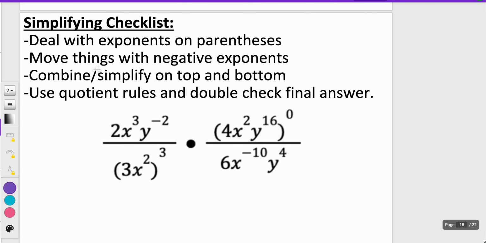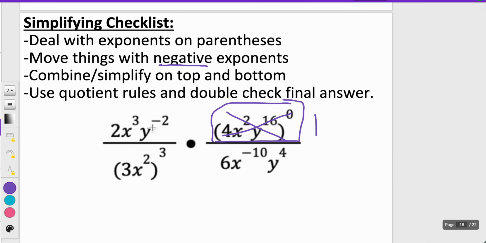So if we ever have a lot of things going on, we want to deal with exponents in parentheses first, then your negative exponents. Then we can combine and simplify on top and bottom, and finally use quotient rules to double check your final answer. So what I do first is I look at exponents with parentheses, and I've got this big set of exponents right here, and they're all to the 0 power. Anything to the 0 power is always equal to 1, so I can simplify this top one and give me 1.